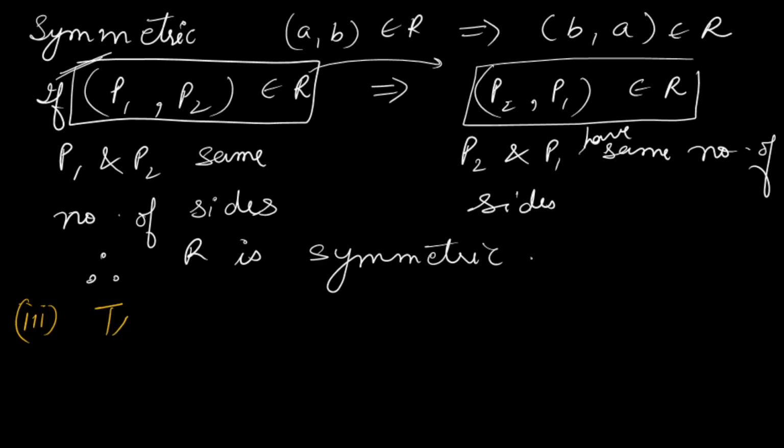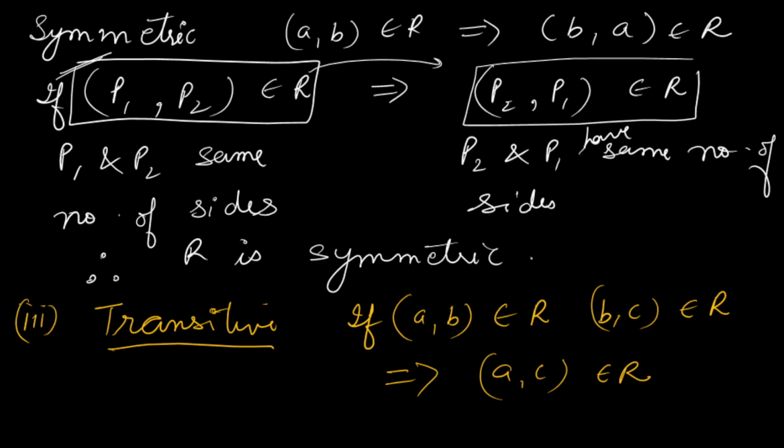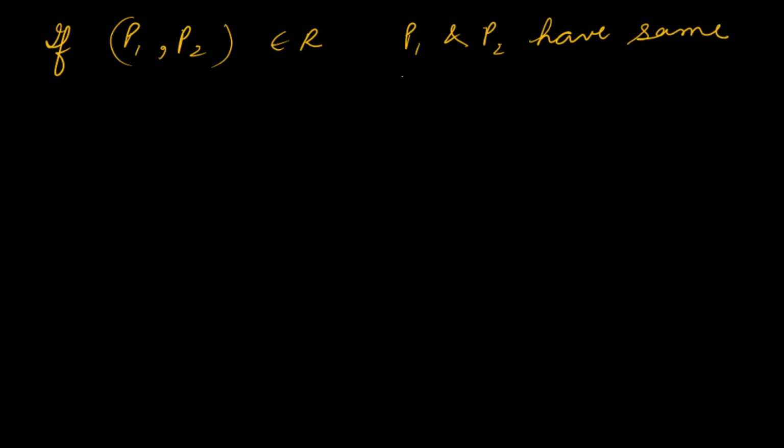Let's go to its definition. For transitive, we know if (a, b) belongs to R and (b, c) belongs to R, it implies (a, c) should also belong to R. So this is what we have to prove. Let's say if (P1, P2) belongs to R, what does it mean? It means P1 and P2 have the same number of sides.